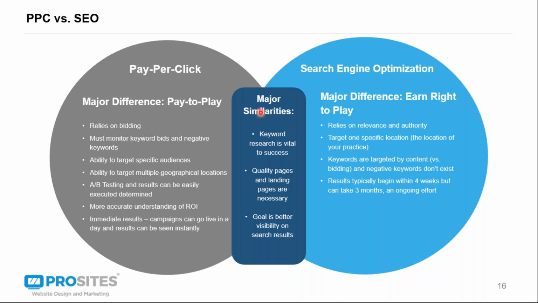Quality pages and landing pages are necessary. Both are going to require the user to go to a web page and decide what to do from there. So a high quality page is essential to both channels. And by high quality, it means that it's legible, it's easy to read, it appears well regardless of what device it's on, especially if it's a mobile device, and there is a clear call to action on the page so that the user knows what the next step should be. And the goal of both is to get better visibility on search results.